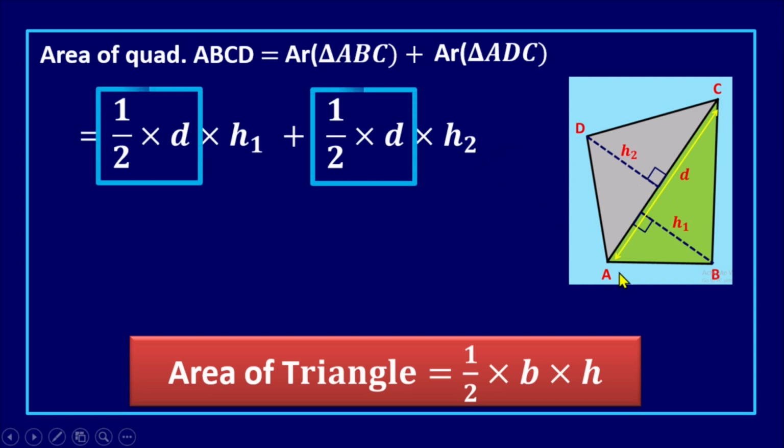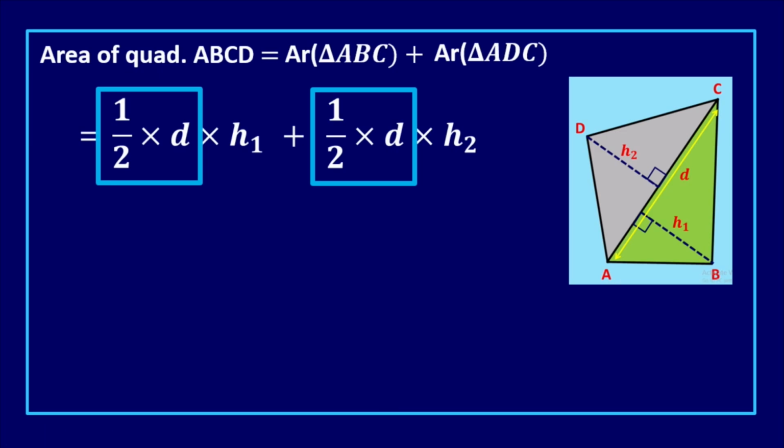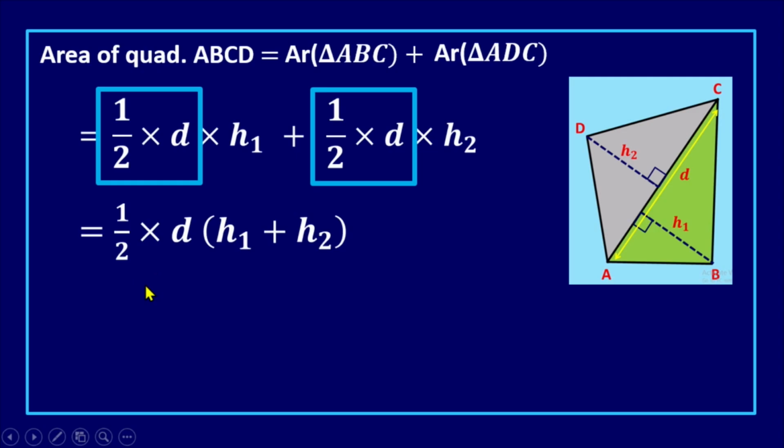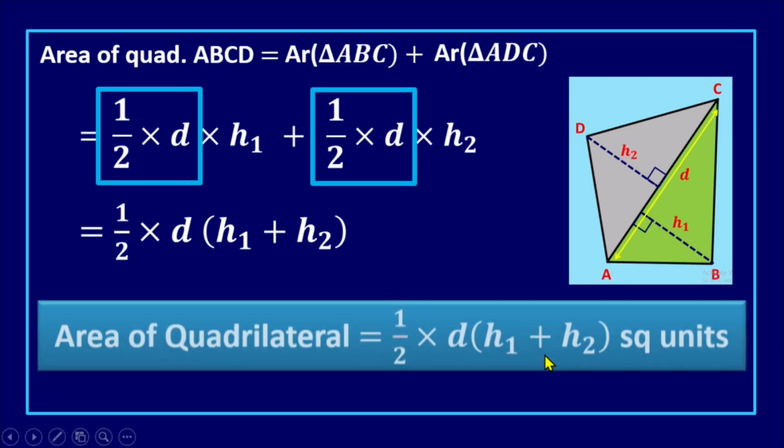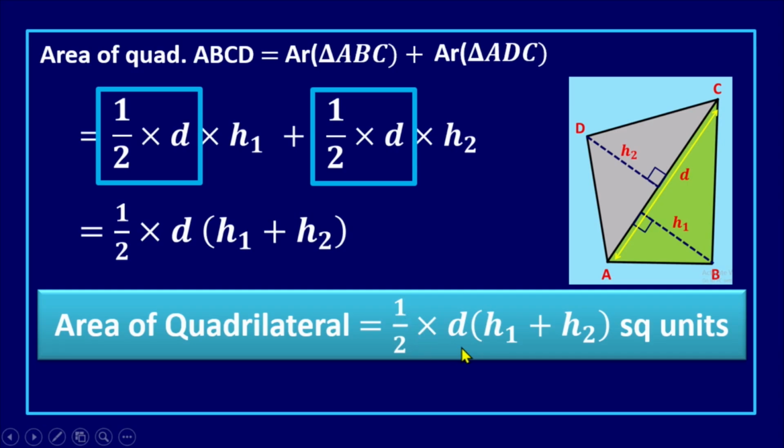Now anything common in this? Yes, again we notice half into D is common. Now take that out. If I take half D common, you are left with H1 plus H2. So area of quadrilateral is given by half into D into (H1 plus H2) square units.